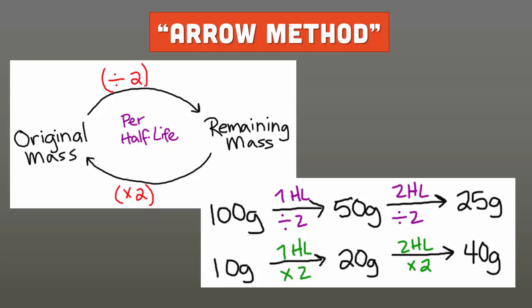But if you're going from your remaining mass to the original mass, as some questions will ask you, every half-life you're going to be doubling up. So if you look below, you'll notice 100 grams breaks down to 50 and then breaks down to 25. That's going from original to remaining, hence the division by 2 for every half-life. However, if you look at the bottom, you'll notice that 10 grams goes to 20 grams to 40 grams. That's showing your remaining mass building itself back up to figure out the original mass of the sample before it decayed.